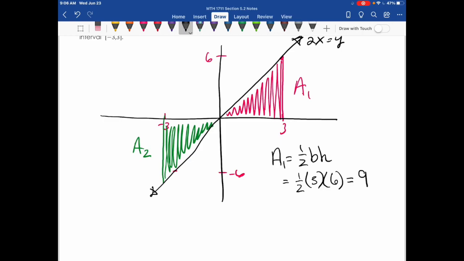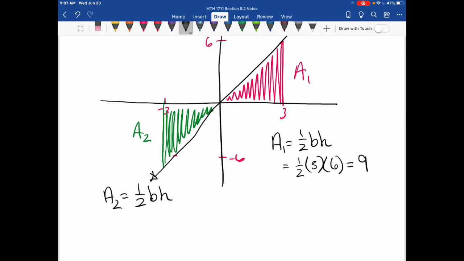Now, because it's above the x-axis and we're doing the net signed area, this is going to be specifically a +9. Now, when I look for area 2, again, that's a triangle, so we're going to use 1/2 base times the height to find that area. And again, the base is 3 and the height is 6, but because it's below the x-axis, that is going to give us an area of -9.